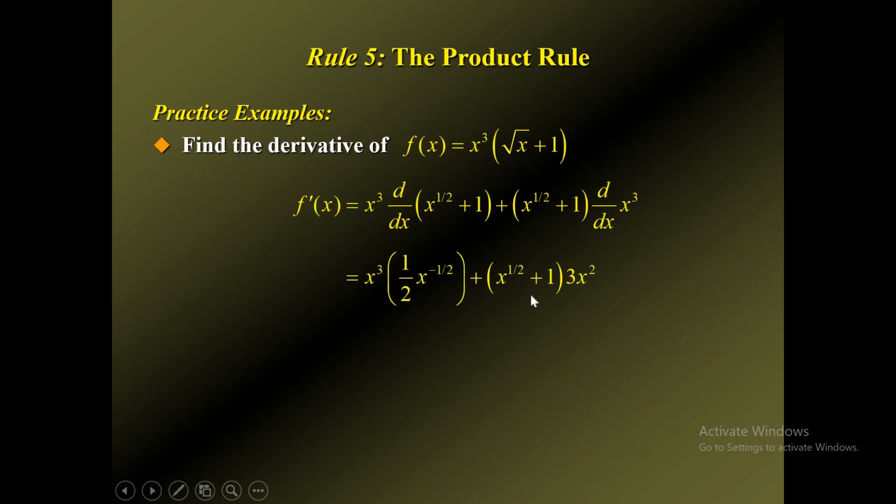So write x power half plus 1 as it is, and then let's find the derivative of x power 3. Multiply by the power, decrease the power by 1. 3x squared. What is combining the simplest form? x power 3 multiplied by half x power negative 1 over 2 is half x power 5 over 2, plus 3x power half over 2, plus 3x squared. Here we did the multiplying: this 3x squared multiplied by this bracket, and x power 3 multiplied by this bracket. Final answer will be 7 over 2 x power 5 over 2 plus 3x squared.